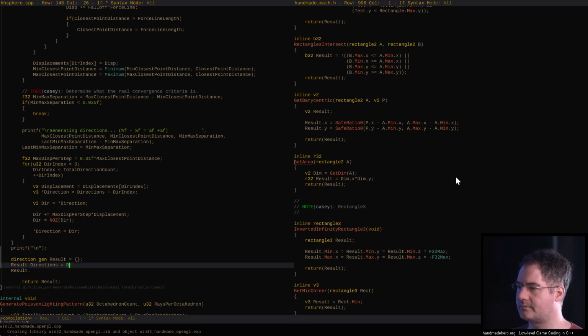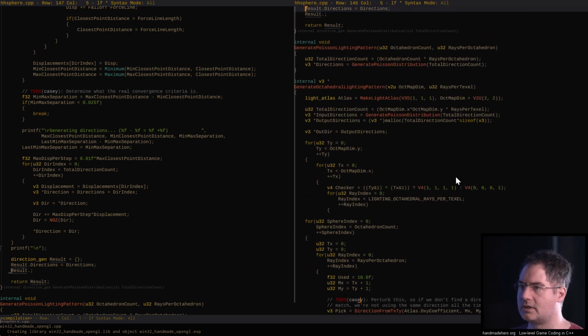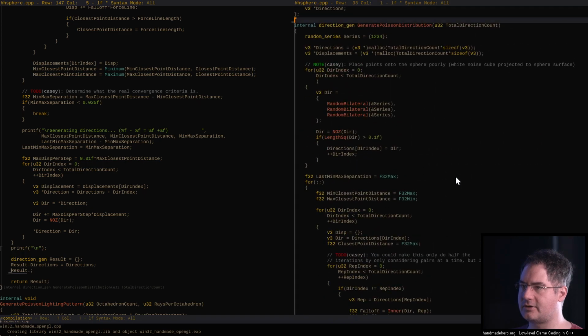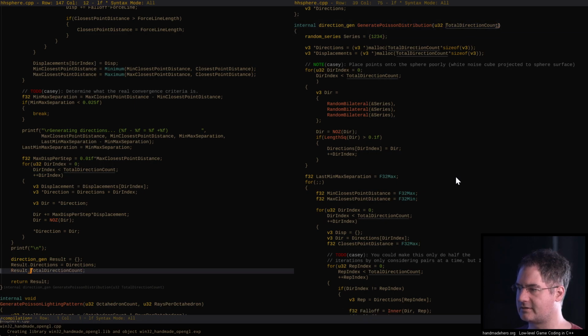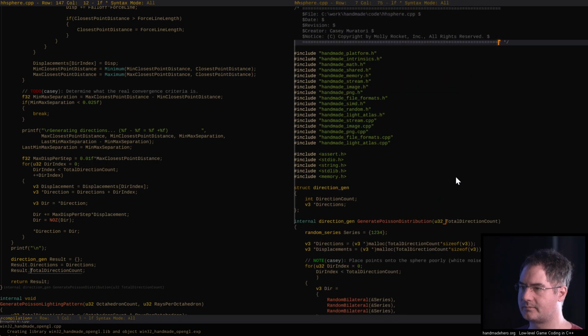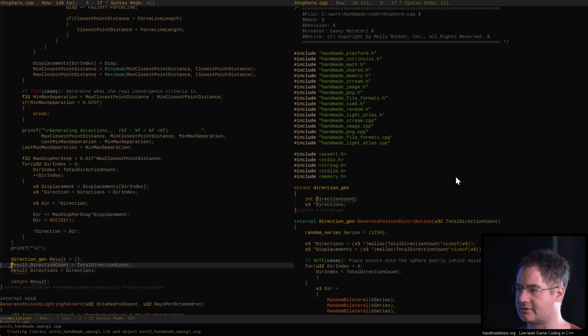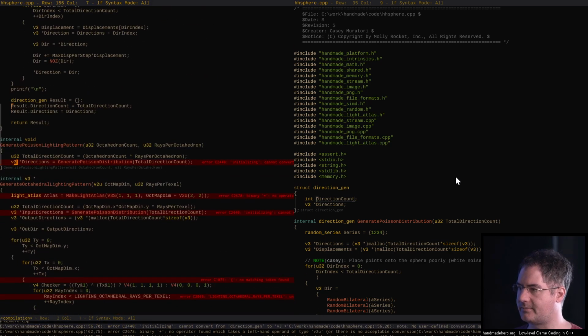So if we want to, in here, take the total direction count that was requested and save it, now we can do that, and at least now we're passing around something that has a size, because we're going to need that eventually. So we've got that now, and that's good.